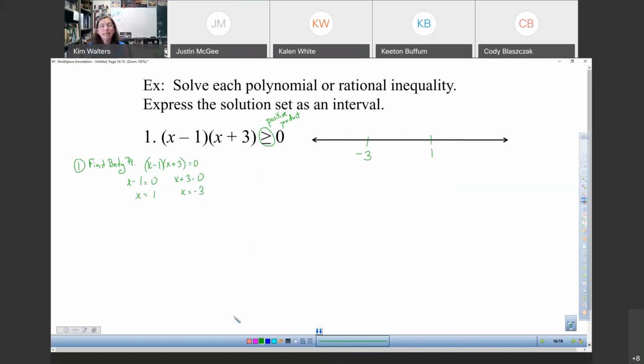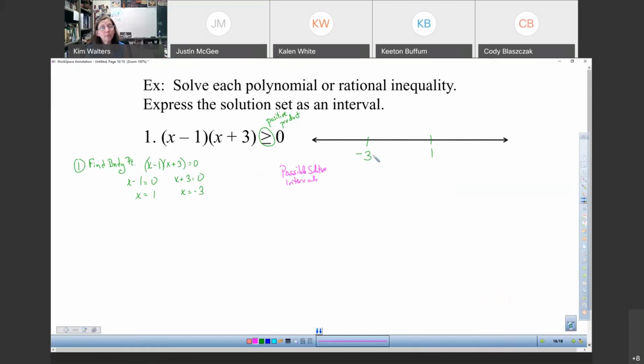Okay. Next thing I'm going to do, and this is not actually listed as a step, but it's just something personally I like to do. I like for you to write what I call my possible solution intervals. Okay, and I'm going to tell you why. So I'm going to make a list of possible solution intervals. Now, we're going to do this based on how I broke up my number line.